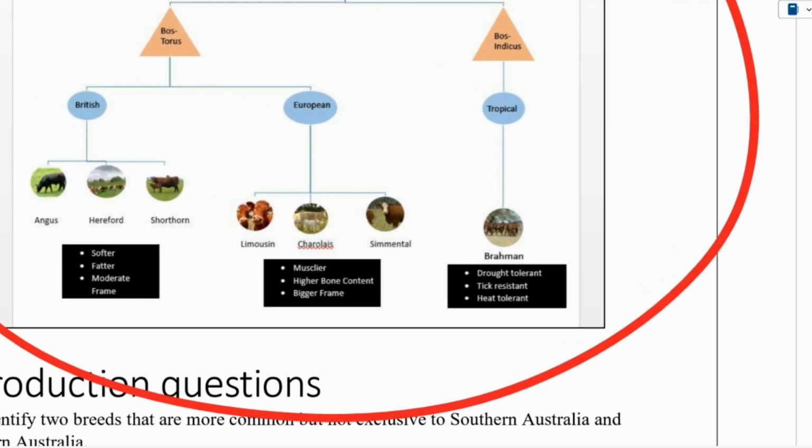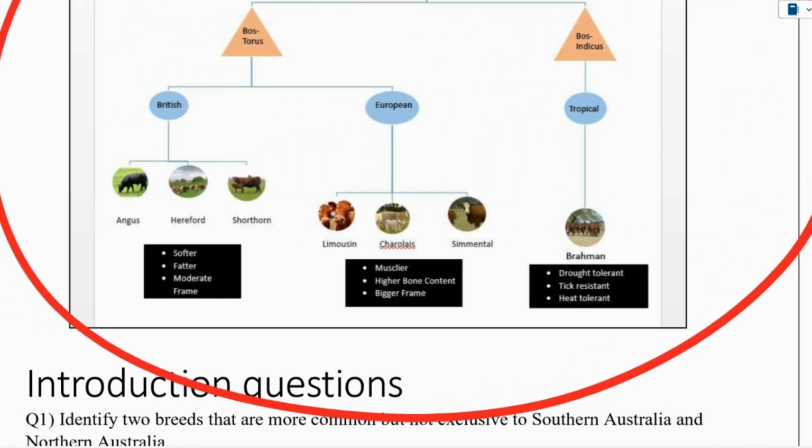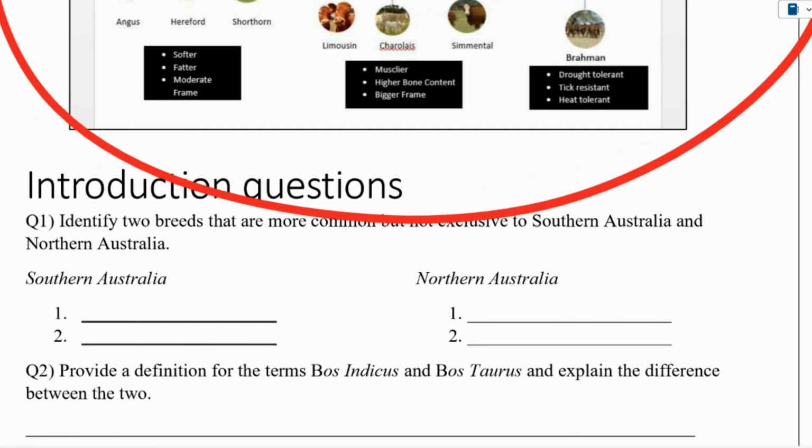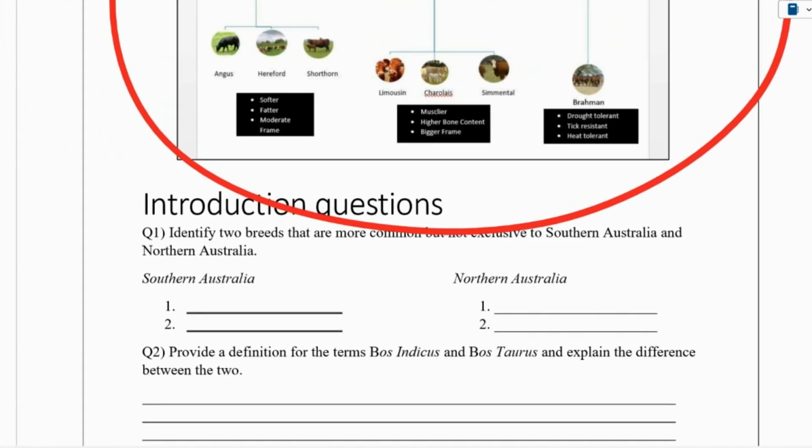Limousine, Charolais, and Simmental are European breeds, and these guys here are a little bit on the docility score, a little bit more flighty, a little bit more in them. So just being aware of that. These guys here are a little bit calmer, but have really good intramuscular fat. They're a beautiful breed. You need to know these.